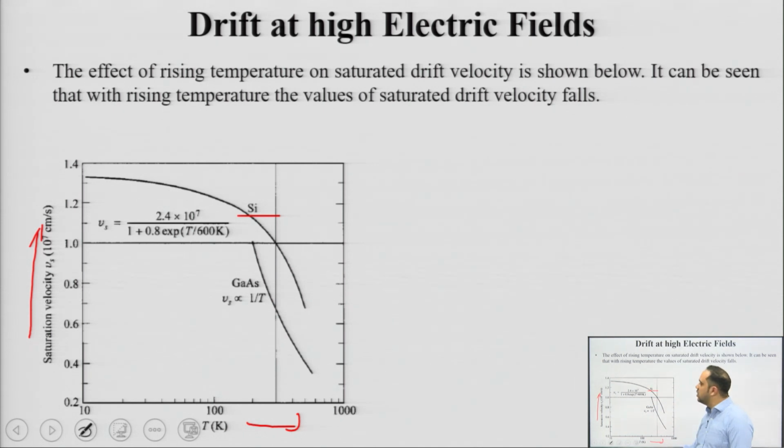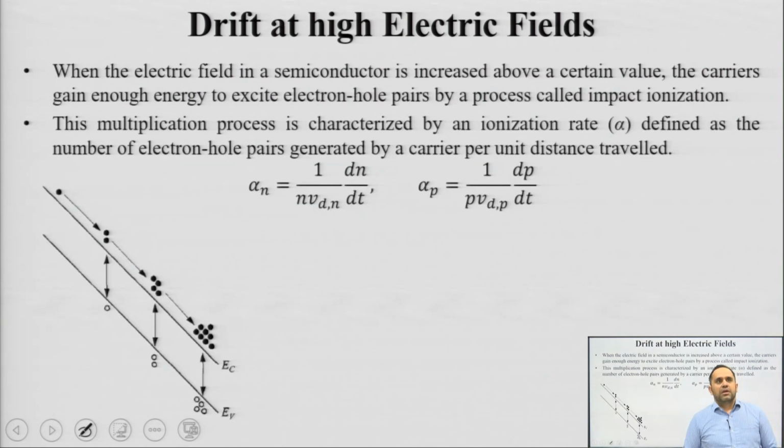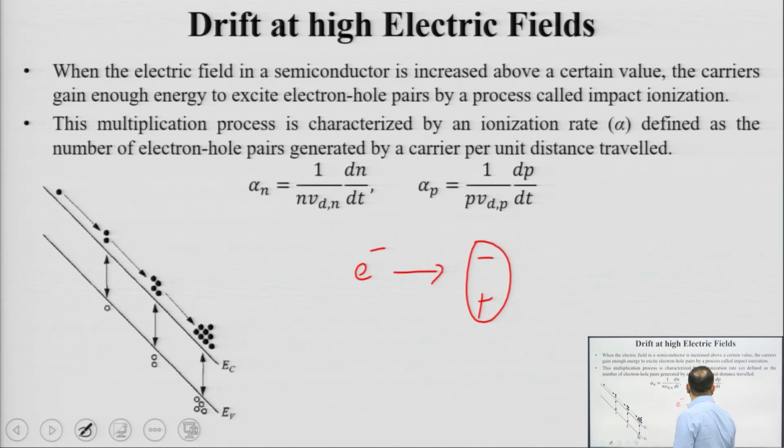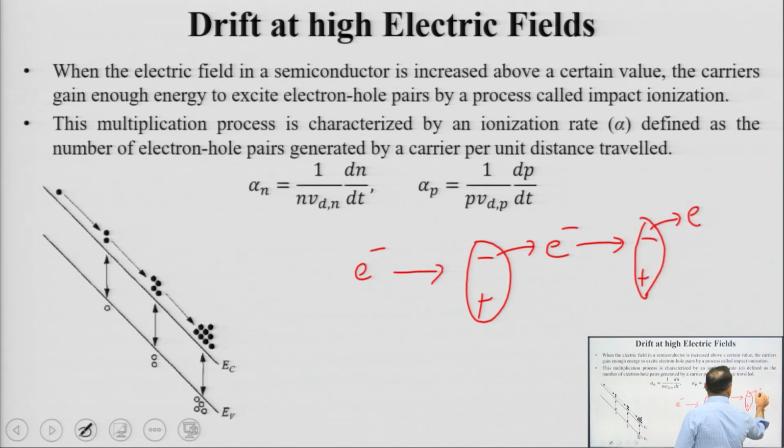So, for silicon the roll off is slightly lower, and for a compound semiconductor like gallium arsenide this roll off is quite steep. Okay. So, this is the effect of increasing temperature or increasing electric field on the drift of charge carriers. And when the electric field is increased above a certain value, your carriers gain enough energy. So, you can have certain electrons that collide with another atom and knock off another electron. This is another high speed electron, this can hit another atom and knock off another electron.